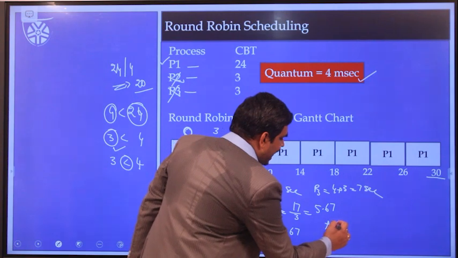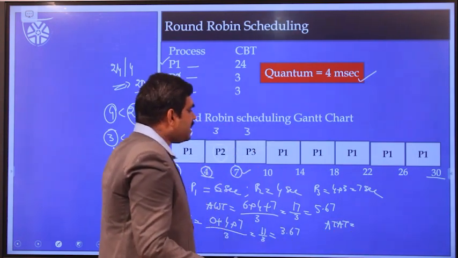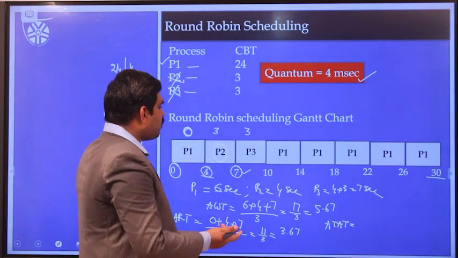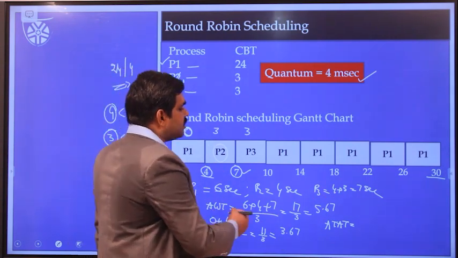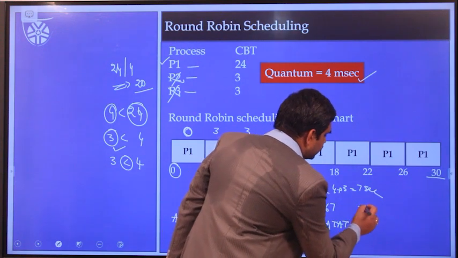Now let us check the average turnaround time. Average turnaround time is about process P1. When has process P1 completed? 30 seconds. When was it submitted? 0 seconds. So 30 minus 0, 30.